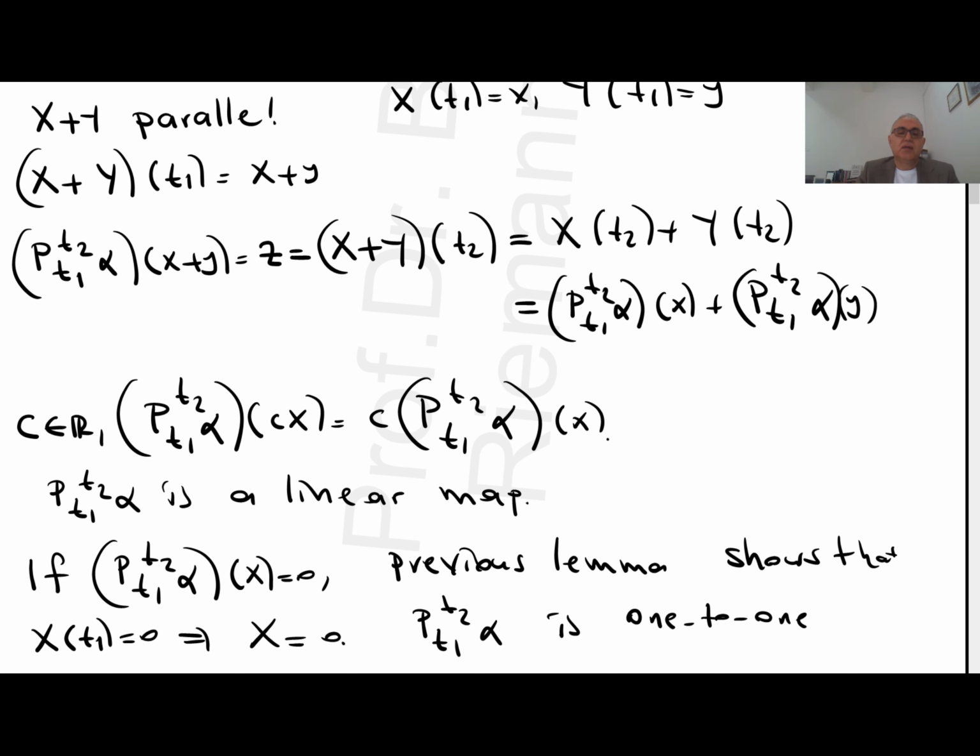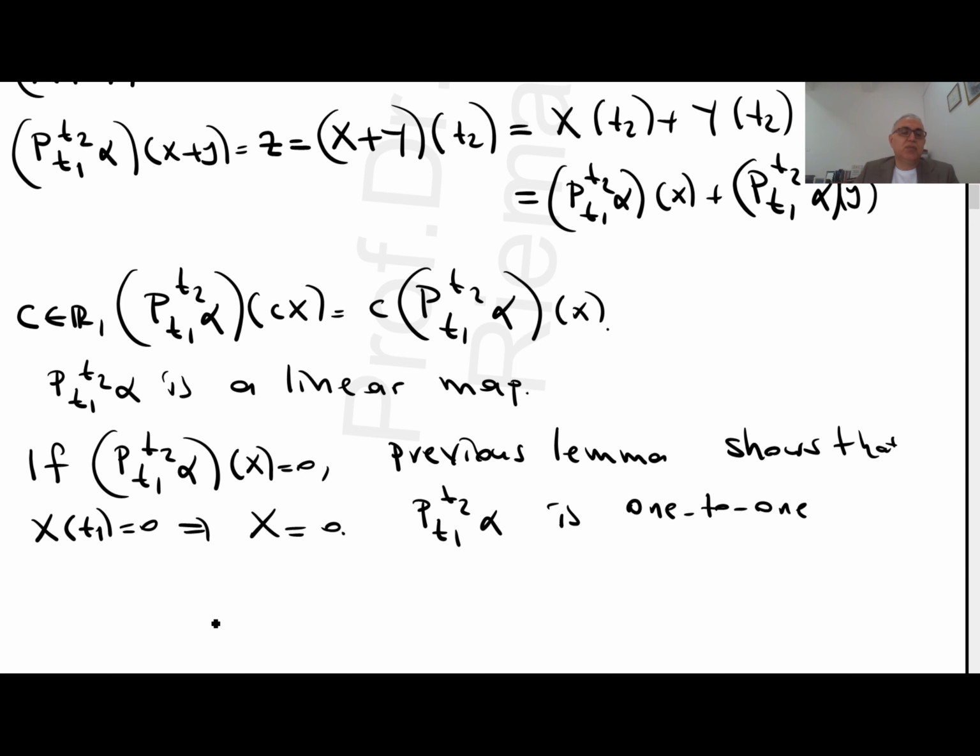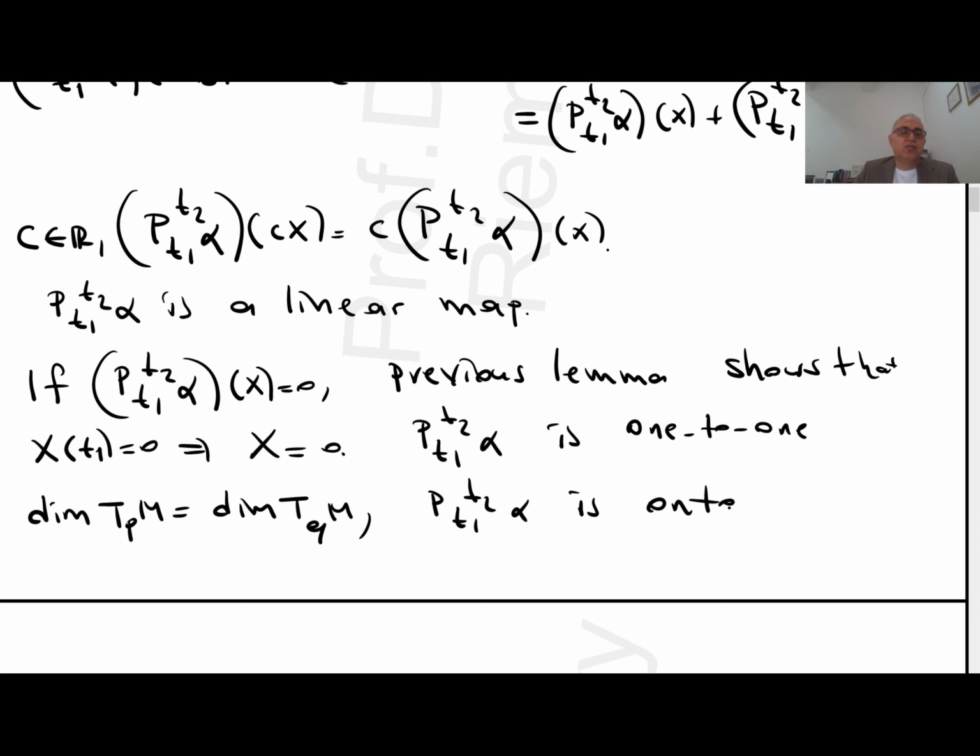Okay. The onto case is clear because if you look at the dimension of T_{α(t1)}M and the dimension of T_{α(t2)}M, that's why α is onto. So these all show that this P_{t1,t2}^α is a linear isomorphism.